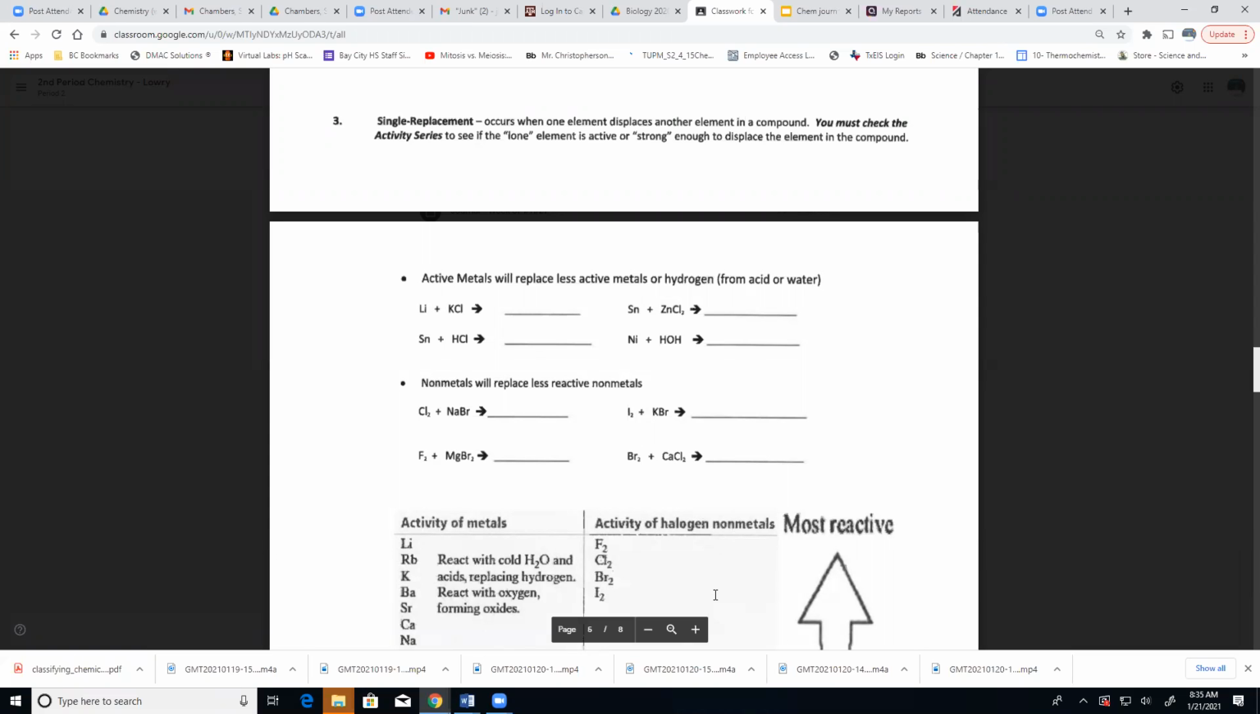All right. So today we're doing single replacement reactions. And those occur when one element displaces another element.